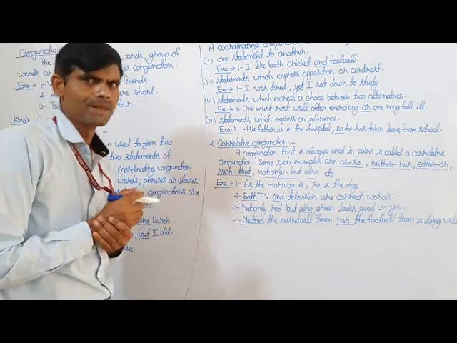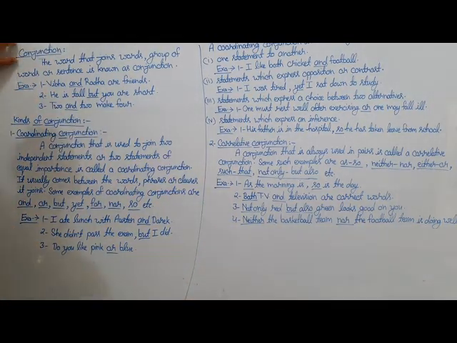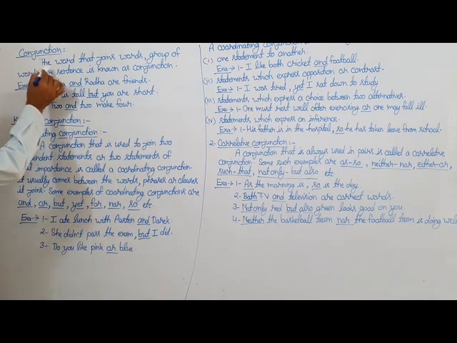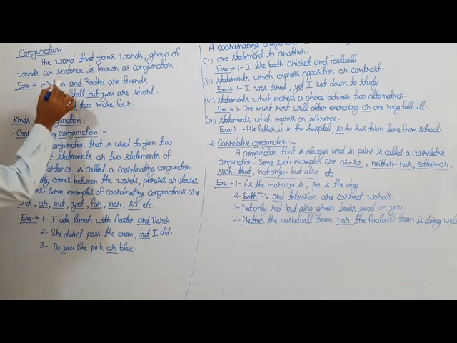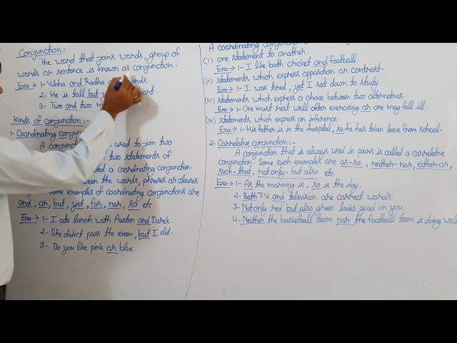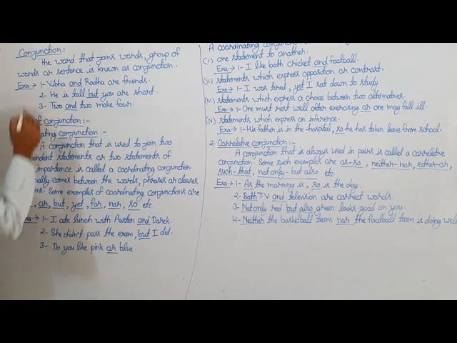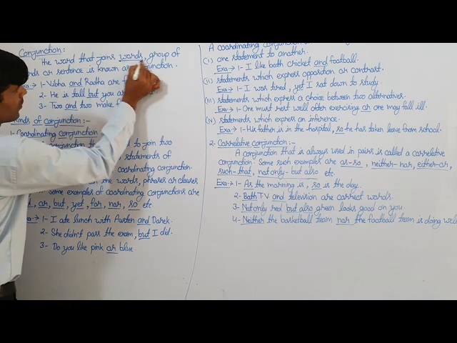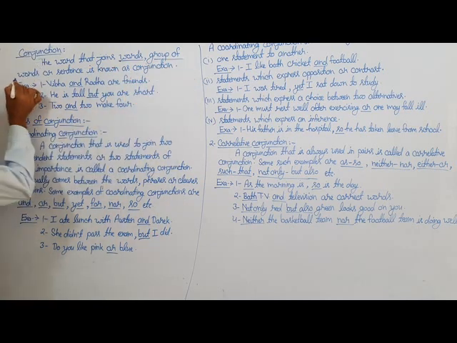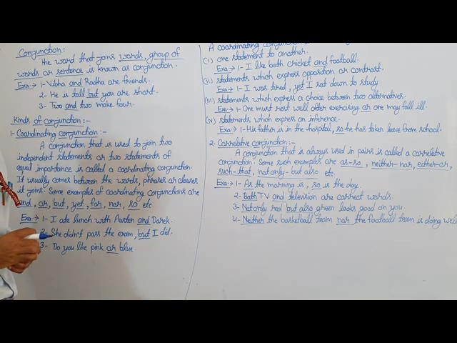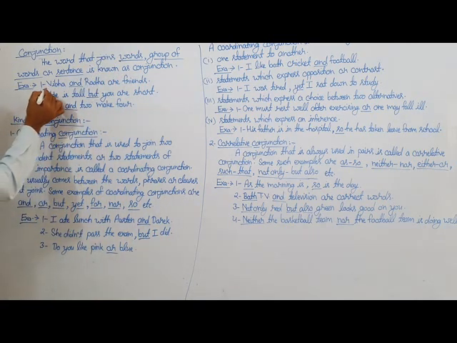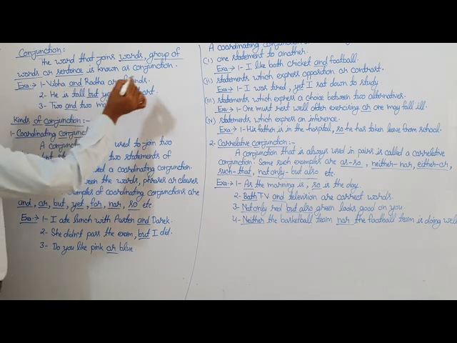What is conjunction? To know more about this expression, you have to see the clear definition of the same topic, and that is: the word that joins words, group of words or sentence is known as conjunction. For example, you can say that Vibha and Radha are friends.